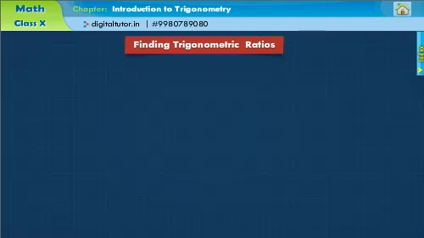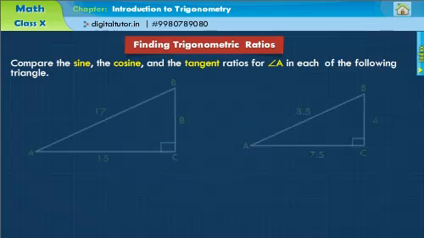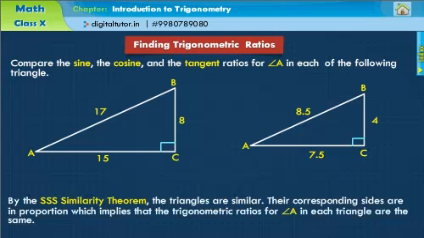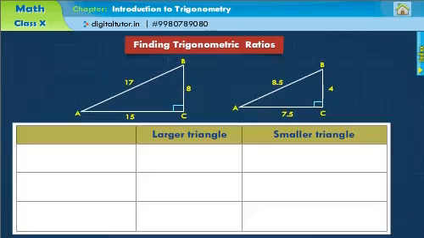Finding trigonometric ratios. Compare the sine, the cosine, and the tangent ratios for angle A in each of the following triangles. By the SSS similarity theorem, the triangles are similar. Their corresponding sides are in proportion, which implies that the trigonometric ratios for angle A in each triangle are the same. Let's observe the following table.